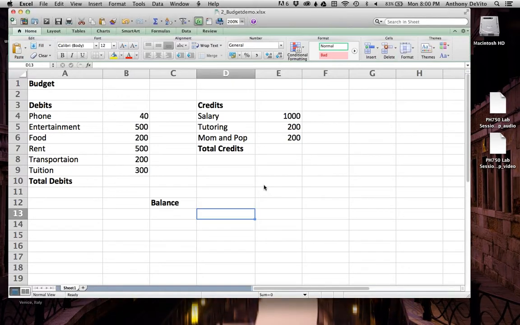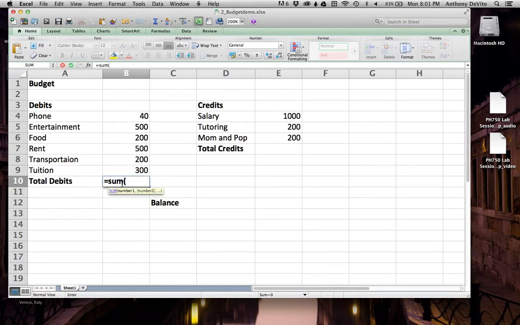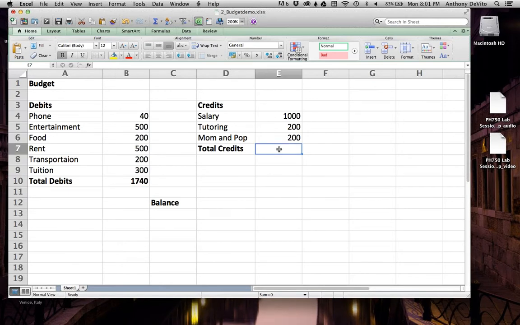Okay, good. All right. So I put together a quick version of a spreadsheet that might be something you want to try to apply. For instance, here's somebody's budget. Now this is the debits, the expenses the person has. Let's add them up. Equals sum, parentheses. I'm going to add all these up, and it comes out to $1,740. I'm going to look at how much money they bring in from salary, tutoring, and from mom and pop.